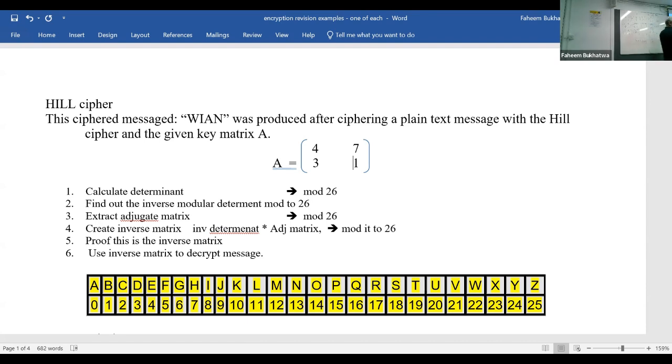CCNA is a certificate issued in networks. That was just an example of how to use Hill cipher. So the full example, most likely you'll get a question similar to this in an exam setting. So make sure you actually understand. You know how to do this, yeah.